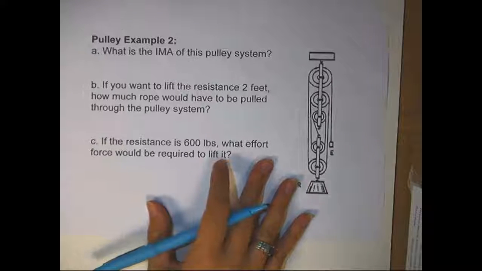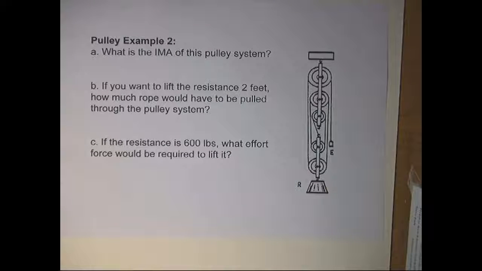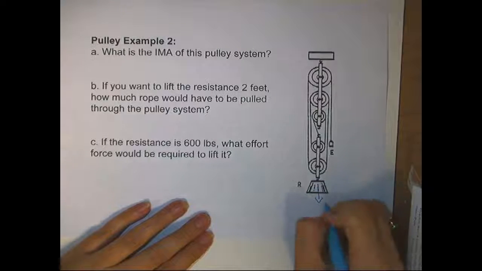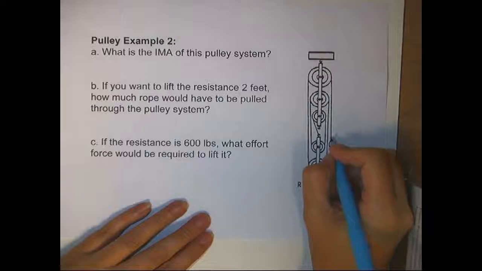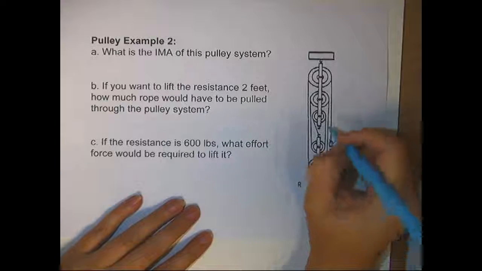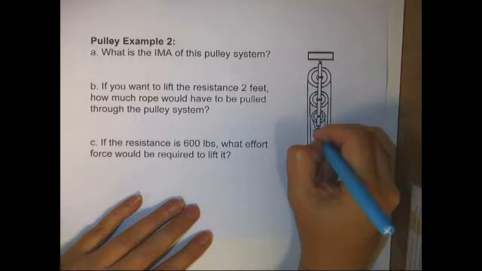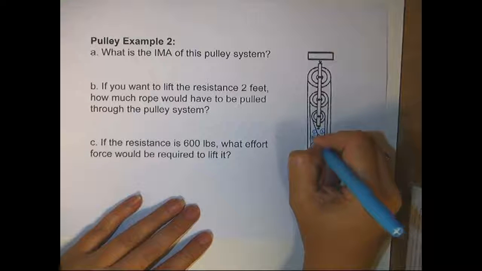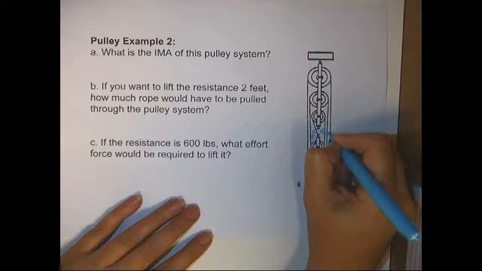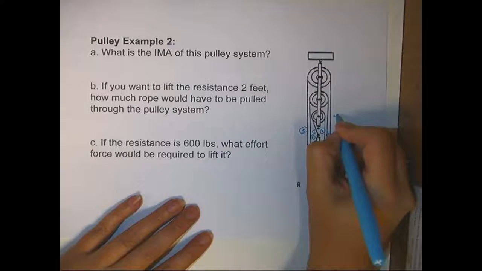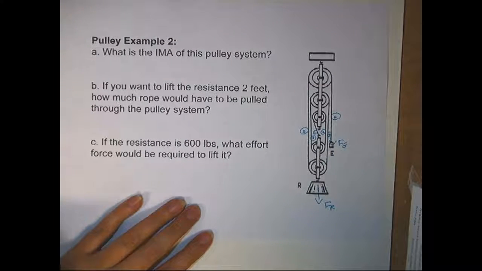Here's our pulley. What is the IMA of the pulley system? How do we find it? Count them up. So here I'm going to point out this is my load going down, and here's my effort going right here. So let's start counting. I always like to start at the middle. So here's the middle. 1, 2, 3, 4, 5. This would be 6, but do I count the 6?